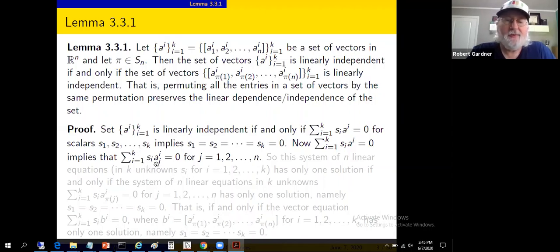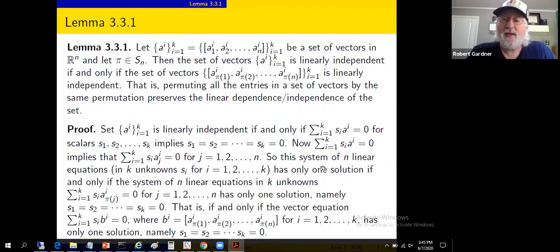The unknowns, you would think of it as the unknowns being the scalar coefficients, the S sub i's. So this system of n equations in the k unknowns, the S sub i's, has only one solution if and only if this system of equations, given by the sum from i equals 1 to k of S sub i, A sub pi of j, super i equals 0, has only one solution. So unique solution up here, if and only if unique solution down here.